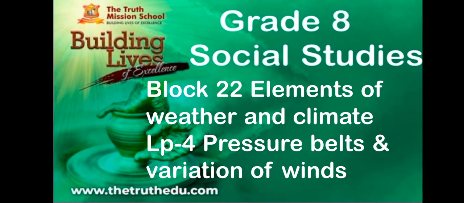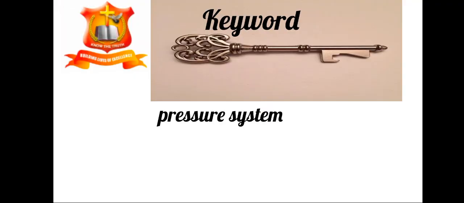Again, this is social studies class of block 22, elements of weather and climate. And this is lesson plan 4, pressure belts and variation of winds. So, first of all, I hope you have completed all your work that was given in the previous classes. And now I hope you are ready with all your essentials. Now moving further, first of all we will see the keywords. The keyword of this lesson is pressure system.